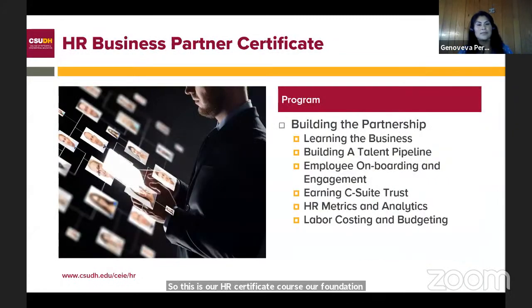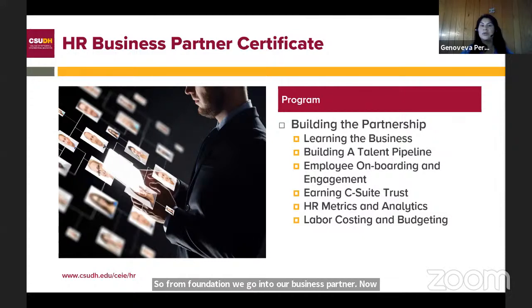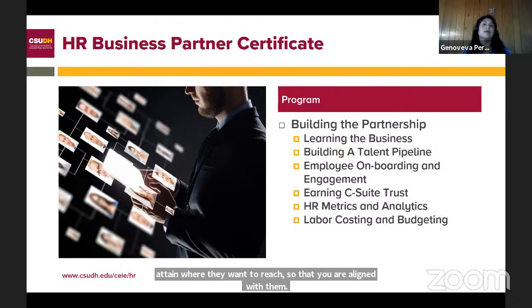So from foundation, we go into our business partner. Now in the next level of our human resources career, we want to understand how to be that partner, how to be able to know what it is, the business. So we talk about learning the business that you're working for. What does it do? How does it do it? The customer base, what their goals are, what they want to attain, where they want to reach, so that you're aligned with them. And now we want to build our talent pipeline.